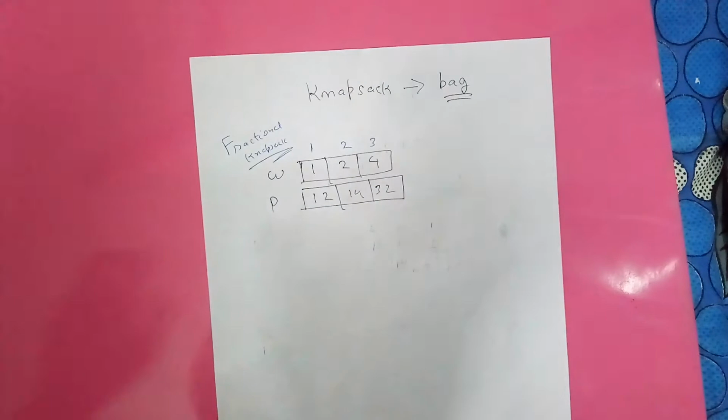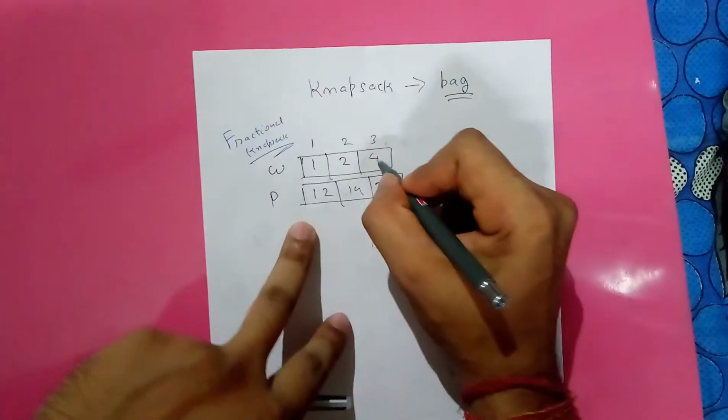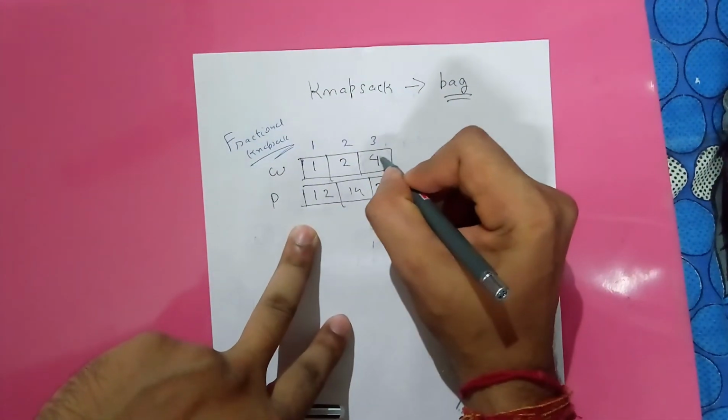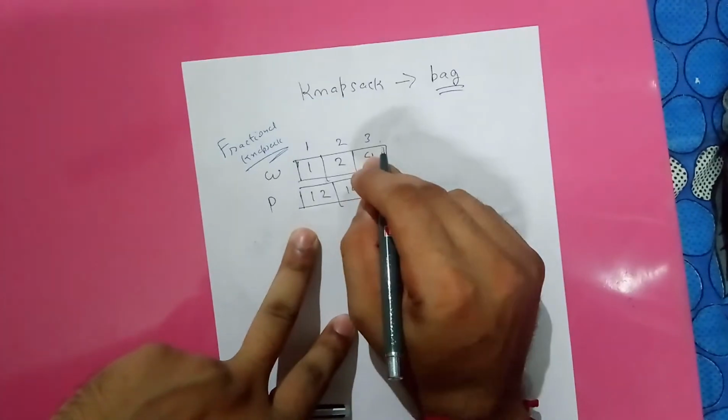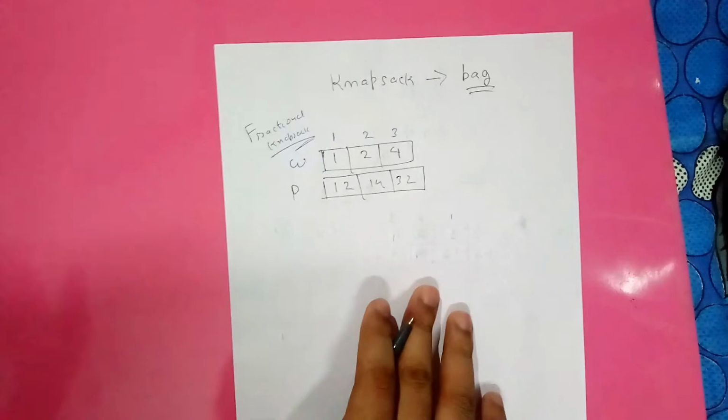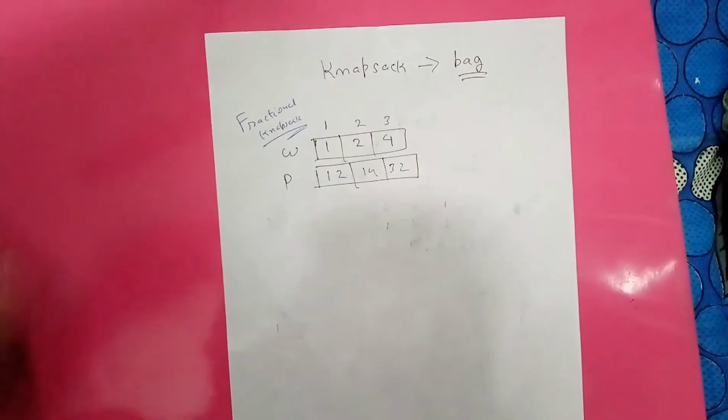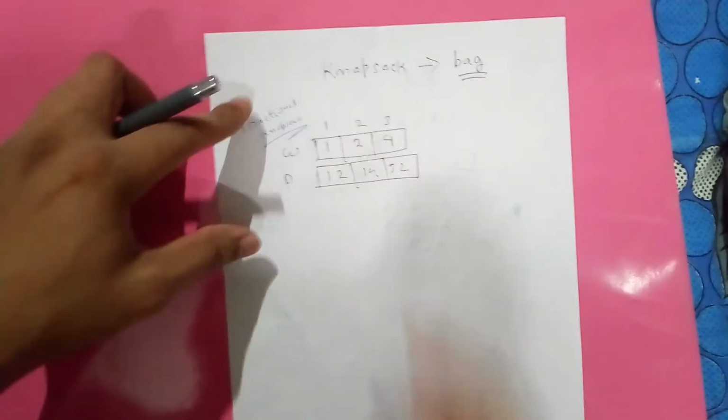Okay, so remember what I told you in fractional knapsack. If this item is 4 kg, I can ask for 2 kg, I can ask for 1 kg, I can ask for 3 kg. So this is possible here. Okay, so again, just a short recap. Let's start with it.